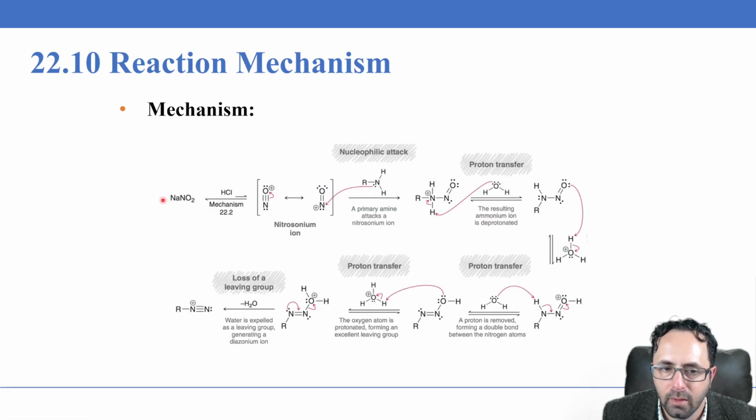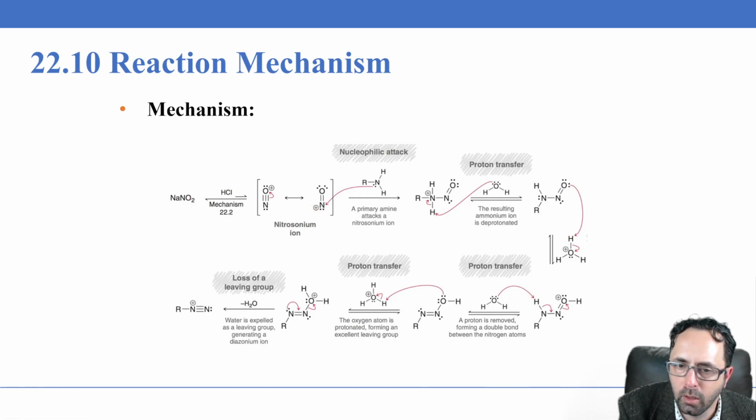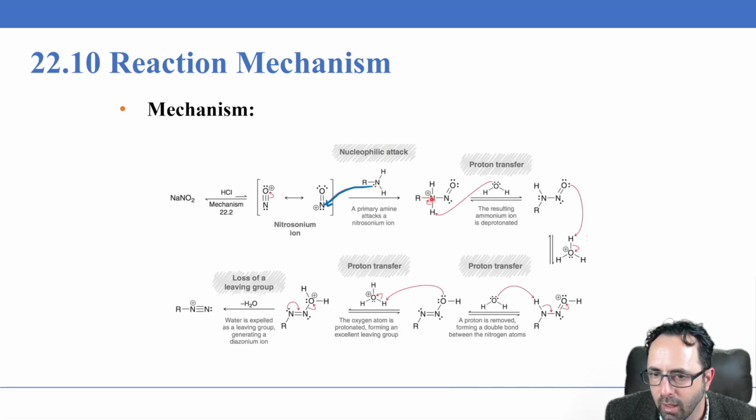So how does this work? Well, again, the NaNO2 with the HCl here combined makes us a nitrosonium ion, where the nitrogen here is going to behave as the electrophile. So the primary amine here, primary again because it's attached to only 1 carbon, is going to do a nucleophilic attack on the nitrogen. At this point, this nitrogen now has 4 bonds and no lone pairs, giving it a positive formal charge. This nitrogen now has, instead of having 2 bonds and 1 lone pair, 3 bonds and 1 lone pair, giving it 0 formal charge.